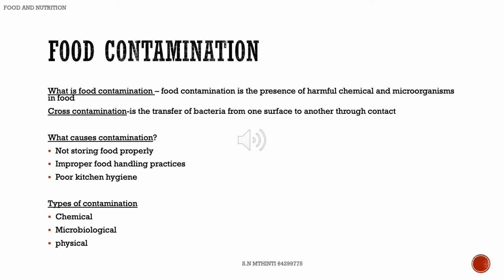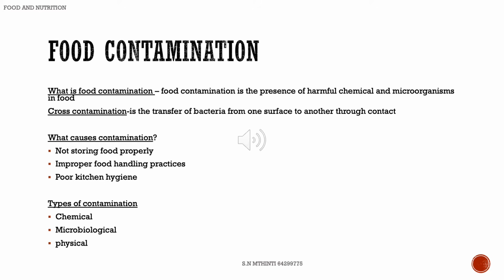Cross-contamination. Cross-contamination is the transfer of bacteria from one surface to another through contact, or the transfer of bacteria from one food item to another. This can happen by using a knife that you had used to cut raw uncooked chicken, and you use that very same knife to cut salad.